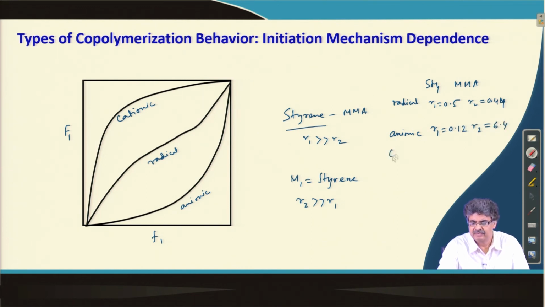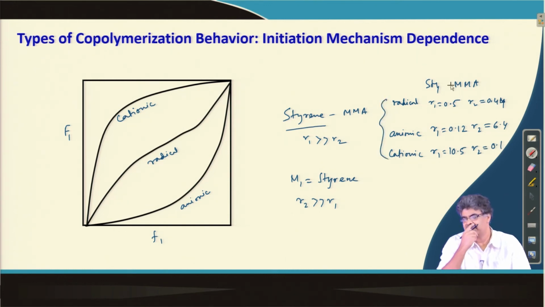And for cationic, sorry, R1 is 10.5 and R2 is 0.1. So, it is not only the monomer mixture, but the type of initiation which we use that will also determine the nature of copolymerization and the composition of the copolymers produced in this polymerization.